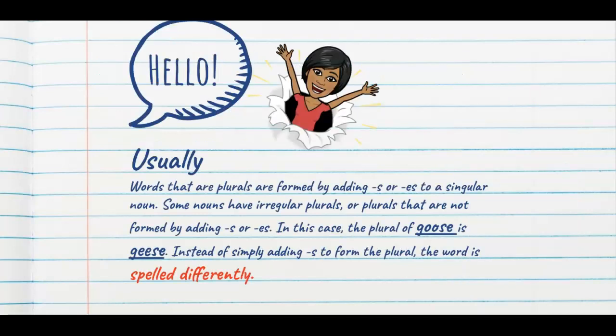So usually, words that are plural are formed by adding an S or an ES to the singular noun. Some nouns have irregular plurals, or plurals that are not formed by adding S or ES. So in this case, the plural of goose is geese. Instead of simply adding S to form the plural, the word is spelled differently. So we're going to see a lot more of these that are spelled differently in order to make them plural.